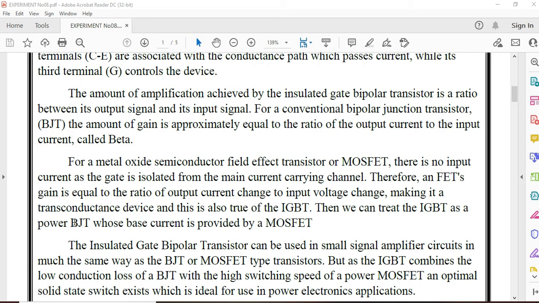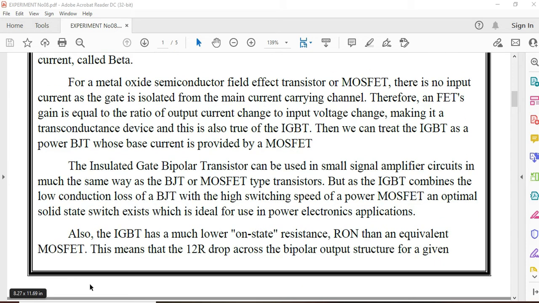Therefore, IGBT is a power BJT whose base current is provided by a MOSFET. Therefore, the insulated gate bipolar transistor can be used in small signal amplification circuits, much the same way as a BJT or MOSFET type transistor. But IGBT combines the low conduction losses of BJT and the high switching speed of MOSFET. Therefore, these two properties are combined together and form an IGBT.